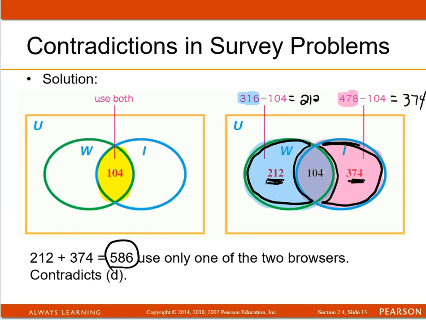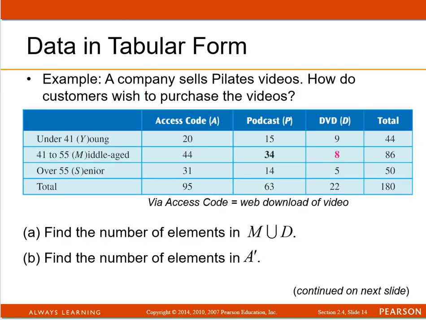And the last example, everything so far has been Venn diagrams, but you can use tables. So this example talks about a company that sells Pilates videos, and how do customers wish to purchase the videos? Well, they've broken them down into access codes, podcasts, or DVDs. Those are your columns. And then your rows are, they consider people under 41 to be young, people between 41 and 55 to be middle-aged, and over 55 to be seniors.